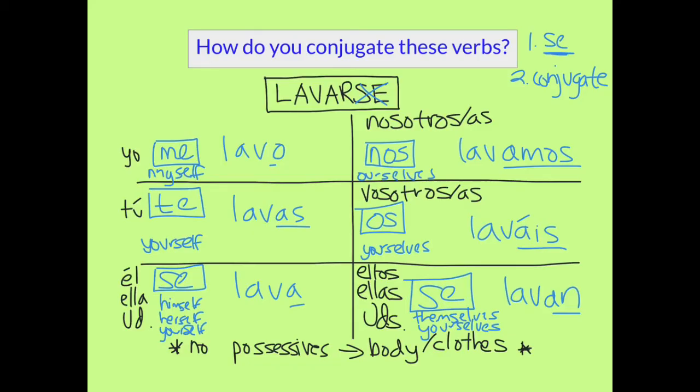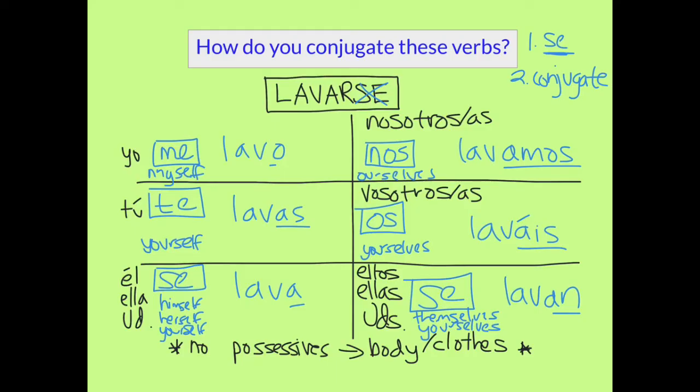So me lavo means I wash myself. Te lavas, you wash yourself. Se lava, he washes himself, she washes herself, you wash yourself. Nos lavamos, we wash ourselves. Os laváis, you all wash yourselves. Se lavan, they wash themselves, or you wash yourselves. So that's how we conjugate a reflexive verb.